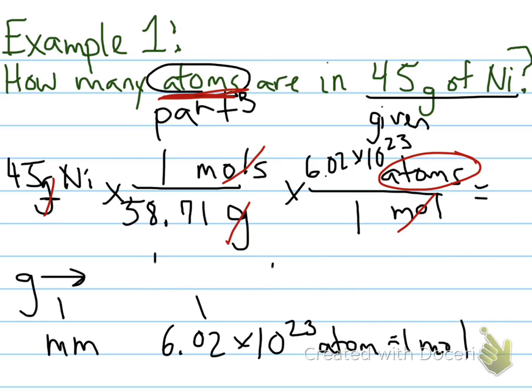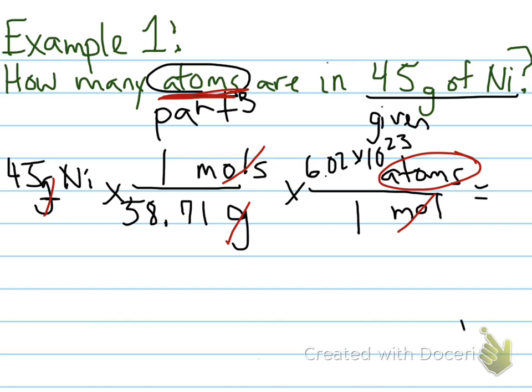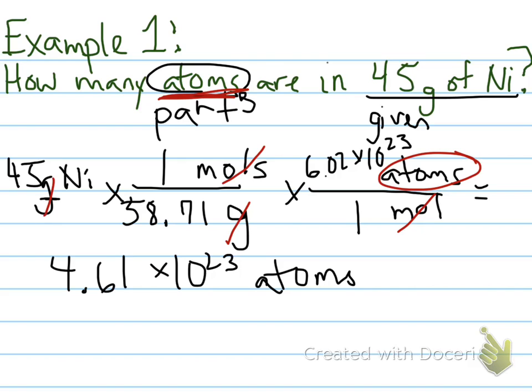So now, all I'm doing is plugging this into my calculator to get the answer. It's 45 times 1 divided by 58.71 times 6.02 times 10 to the 23rd divided by 1, which equals 4.61 times 10 to the 23rd atoms. So if I had 45 grams of nickel in my hand, I would be holding 4.61 times 10 to the 23rd atoms of nickel.